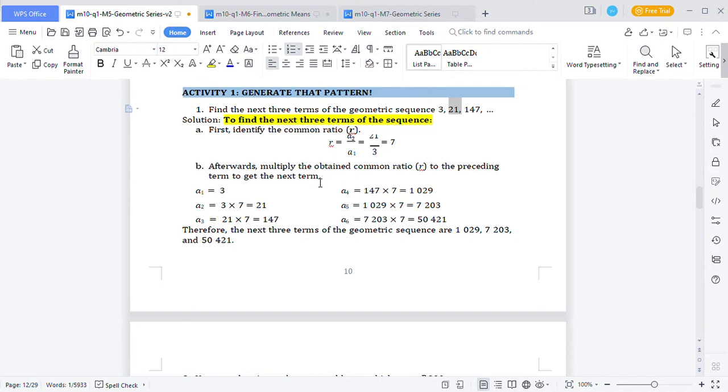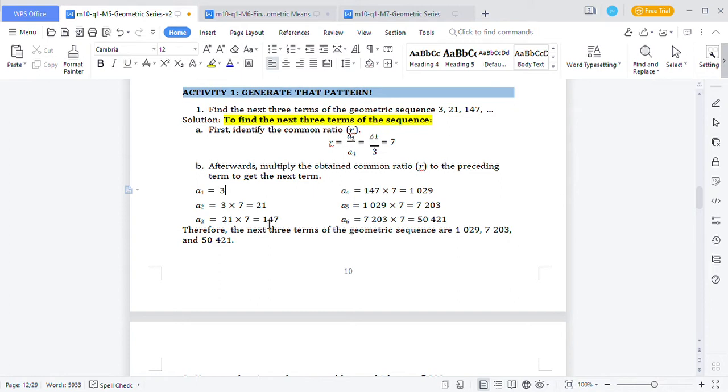Afterwards, you will multiply the obtained common ratio to the preceding term to get the next term. So again, your first term is 3. Your second term is 3 times 7, that's 21. Third term is 21 times 7, that's 147. What we are looking for is the next three terms of the sequence, so you are looking for the fourth term, the fifth term, and the sixth term. In order to get the fourth term, you will multiply the common ratio to your third term.